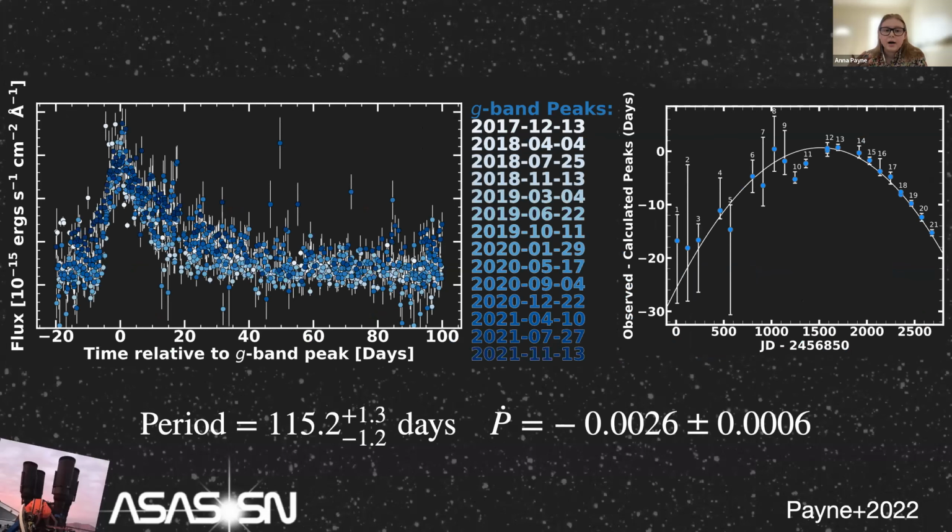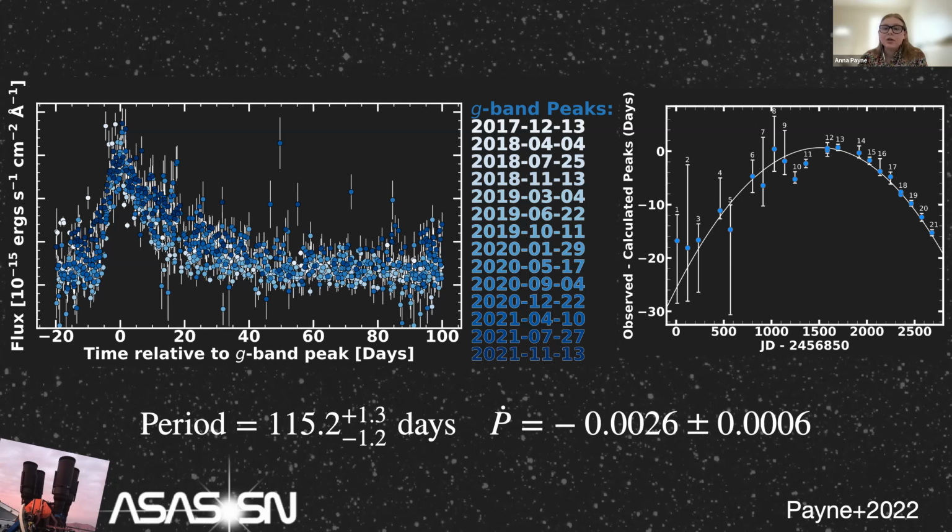Analyzing the timings of the peaks of each of these flares observed by ASAS-SN shows that it's very well fit by a periodic model with a period of about 115 days and a period derivative that is small but negative, indicating that over time the mean period is getting shorter, but only to a very small degree.